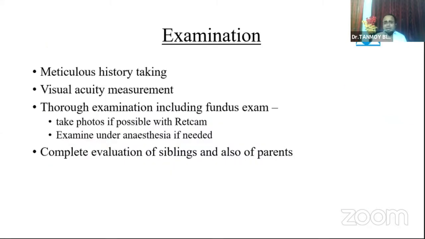Coming to the examination, it requires meticulous history taking because the child is usually very uncooperative, and visual acuity measurement has to be done very carefully, with a thorough examination including fundus exam. If possible we should also take photos, and if the child is not very cooperative, we have to examine under anesthesia, because examination of the entire retina, especially up to the periphery, is very important. It is also very prudent to evaluate the siblings and the parents if possible in the same setting, and if not, then as soon as possible.